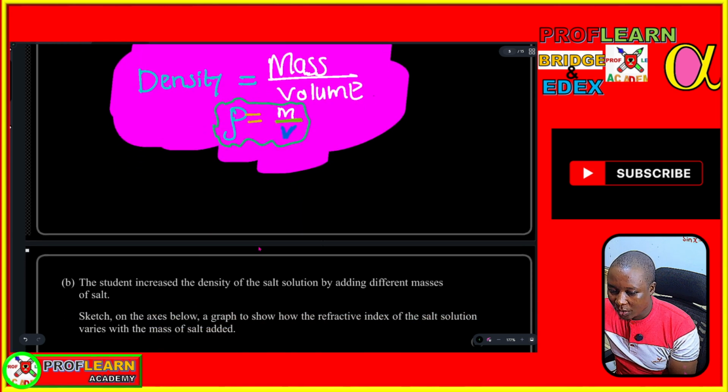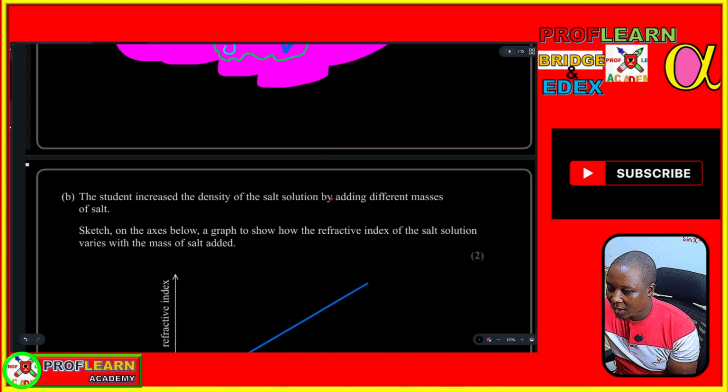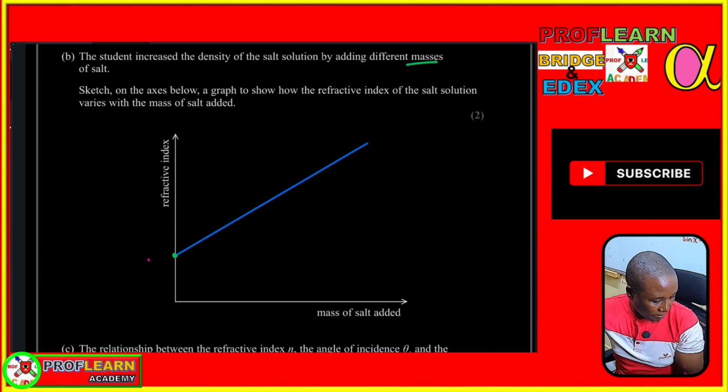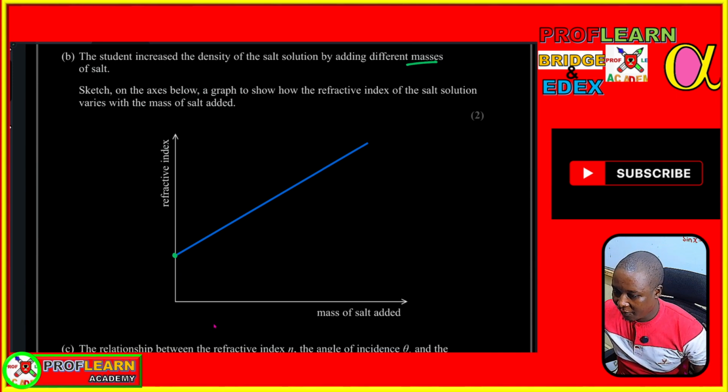Proceeding to the next question, the student increased the density of the salt solution by adding different masses of the salt, and you are supposed to sketch a graph to show how the refractive index changes. The graph will start from some given point, and you draw it in such a way that the refractive index increases as the mass increases. So the graph was supposed to look like that.